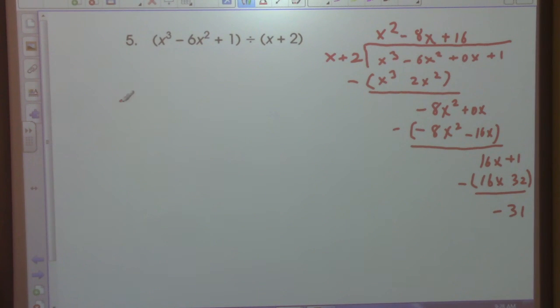Negative 31. So you get x squared minus 8x plus 16, minus 31 over our divisor, x plus 2, and we know that x plus 2 is not a factor. Right. Is or is not a factor? Is not a factor. So we'll leave it there, keep your paper, and we'll just resume on this tomorrow.